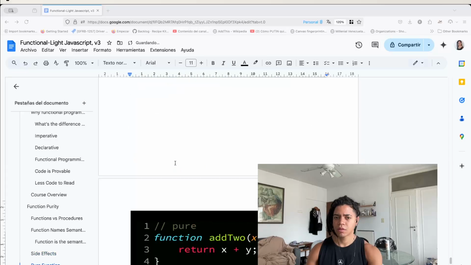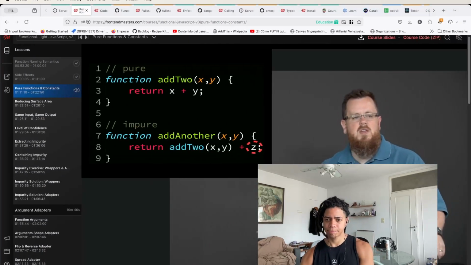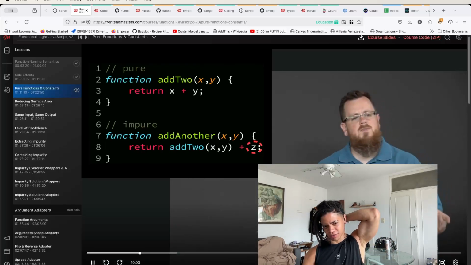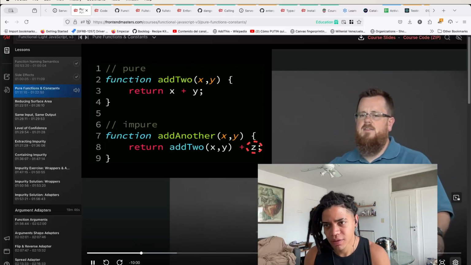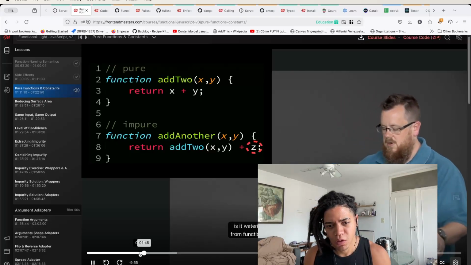If we're accessing variables outside of ourselves, is that invalidating? Is it removing? Is it watering down those benefits from functional programming?